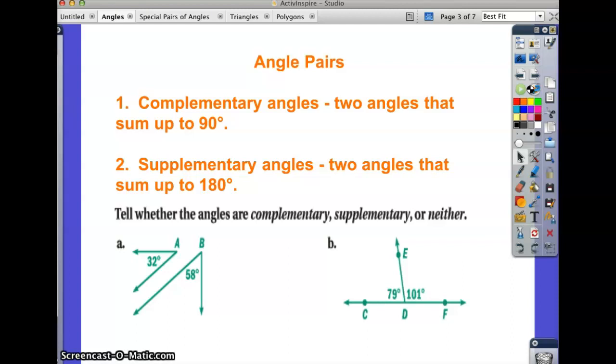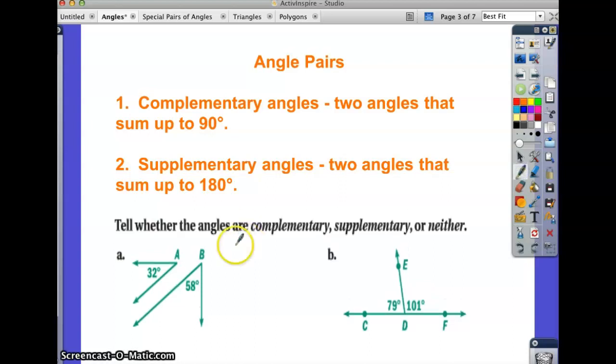So our first example says, tell whether the angles are complementary, supplementary, or neither. So let's take these on. A: you have 32 plus 58, which is 90 degrees. Remember, two angles that sum up to 90 degrees are called complementary.